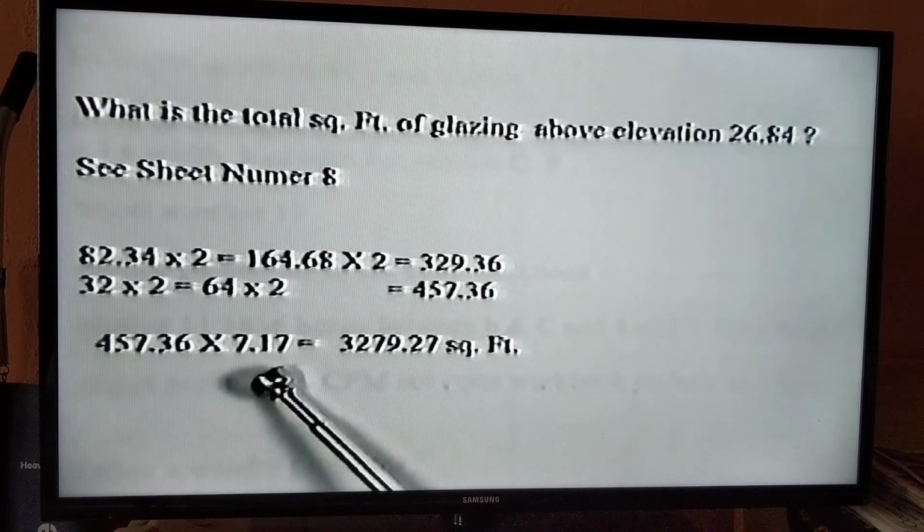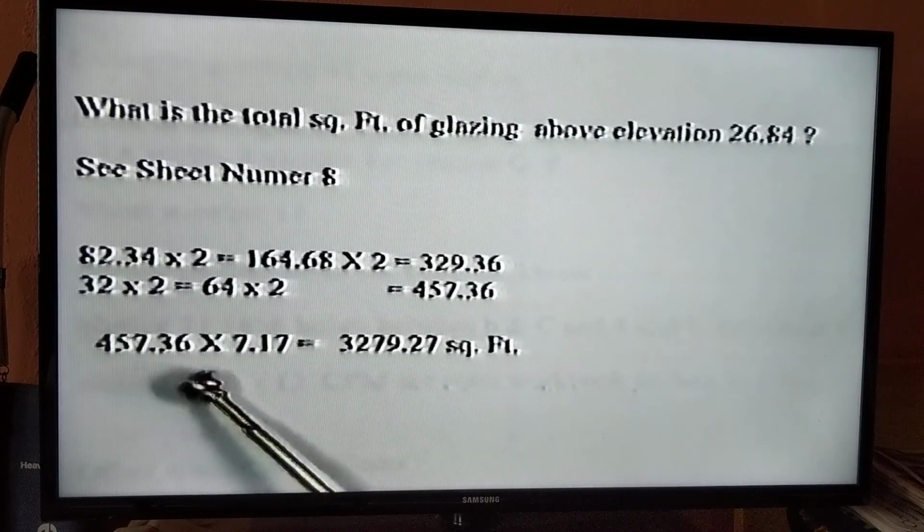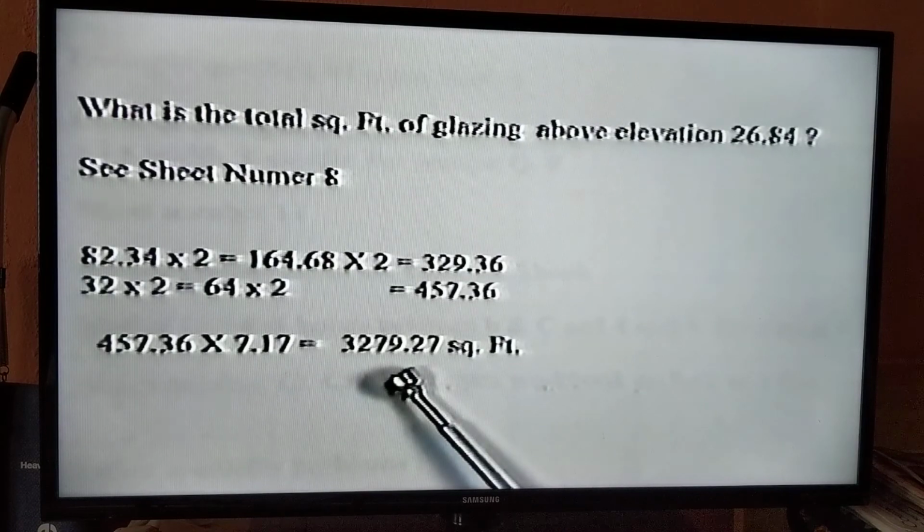When you then adjust the height of the glazing by subtracting the height of the marble stool from the floor to ceiling height, you get 7.17. When you multiply these numbers together, this is the amount of square feet that you have. And you want to look through these plans and see if you can come up with it. If you have a problem, bring it to your instructor.